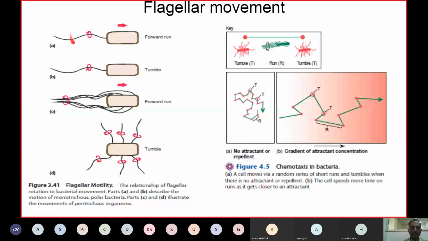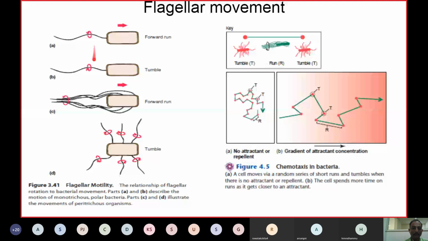But if the movement of the flagellum is reversed, meaning it moves clockwise, then it stops or tumbles. So the bacterium can either move forward or stop, right? It will not move backward. Either it will move forward or tumble. So it depends upon the movement of the flagellum, whether it is anti-clockwise or clockwise. Here you can see a single flagellum.